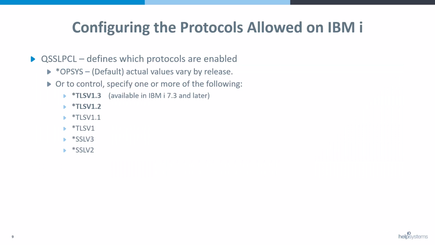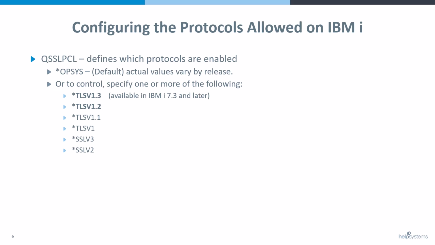There are 3 system values on the IBMI that will assist you when you're configuring TLS on the IBMI. The first one is the QSSLPCL. This is the protocol list. This determines which protocols are available for secure connections on your system. These are not in any priority order. It's simply a list of those that are available.